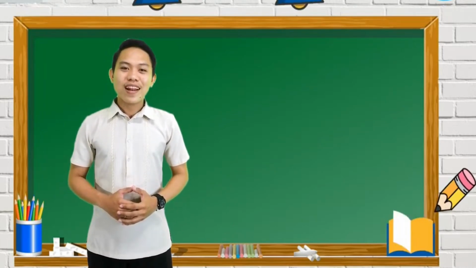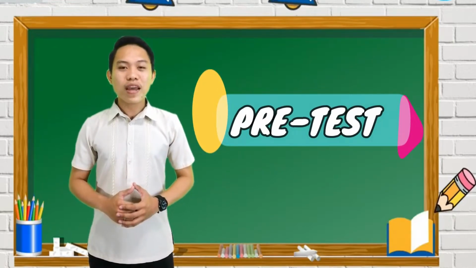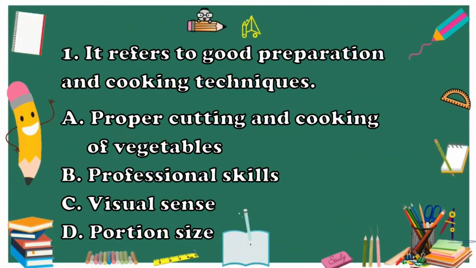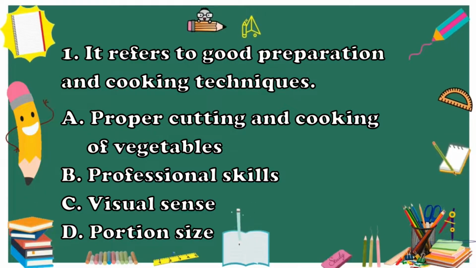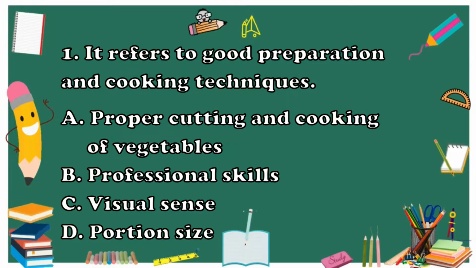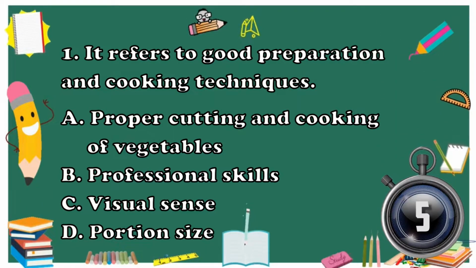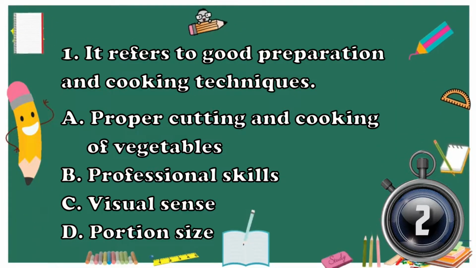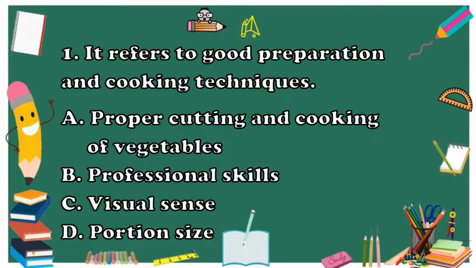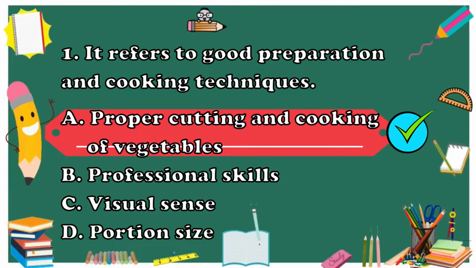As we begin, let me check your prior knowledge about today's lesson. Listen carefully and try to find out the correct answers. Number 1. It refers to good preparation and cooking techniques. Is it A, proper cutting and cooking of vegetables? Letter B, professional skills? Letter C, visual sense? Or letter D, portion size? You are correct if your answer is letter A, proper cutting and cooking of vegetables.